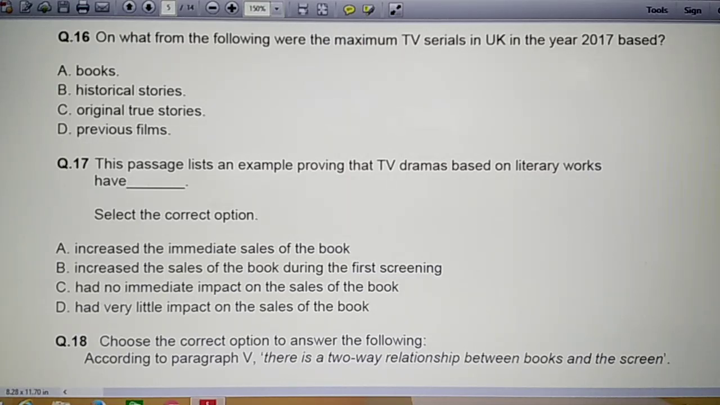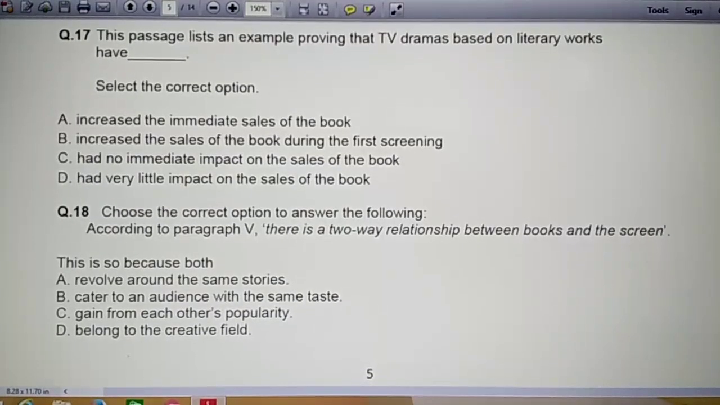Option A, books. Question number 17. This passage lists an example proving that TV dramas based on literary works have. Select the correct option, and the correct option will be A, increase the immediate sales of the book.